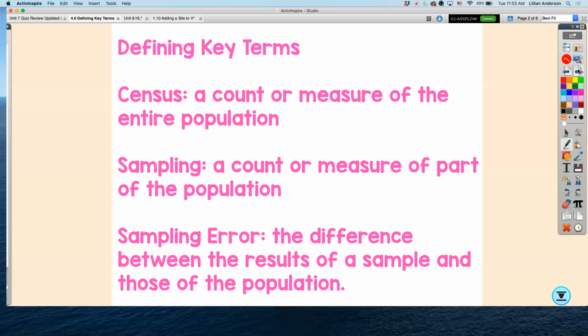When you pull a sample, there's a possibility of a sampling error. Sampling error is the difference between the results of the sample and those of the actual total population. So it's the difference between what the sample results say versus what the entire population says, and that's known as your sampling error. Error can happen when you're doing statistics because of a lot of different variables.